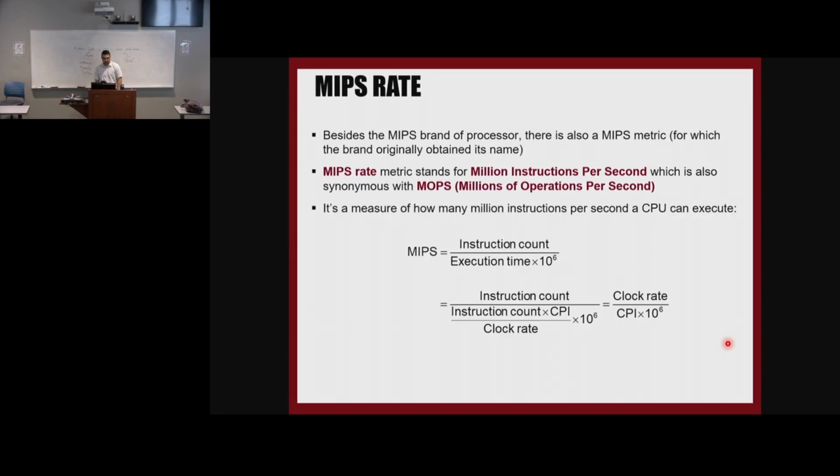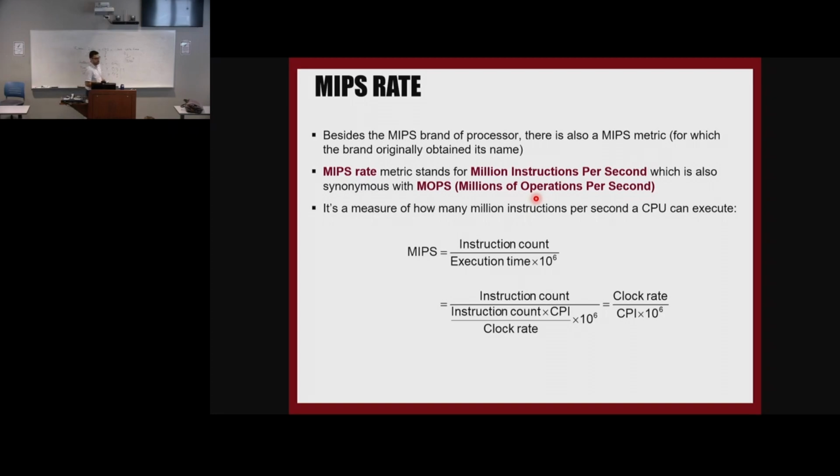Okay. Now let's talk about some other metrics. One of these metrics is MIPS. Besides the processor MIPS, we also have a metric called MIPS, and this is exactly why they call the processor MIPS too. MIPS is million instructions per second. So a MIPS processor is a kind of processor that can execute something around a few million instructions per second. That's why it's called MIPS. We can also use another metric called MOPS, which is millions of operations per second. It's pretty much the same thing.